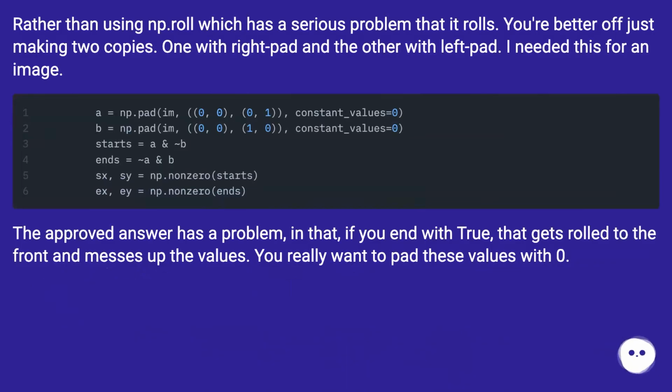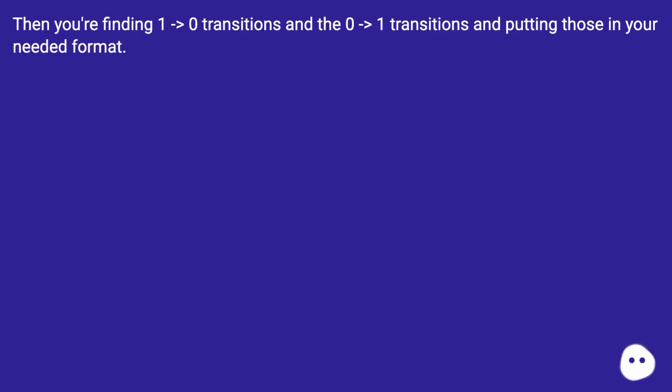Rather than using np.roll, which has a serious problem in that it rolls, you're better off just making two copies, one with a right pad and the other with a left pad. I needed this for an image. The approved answer has a problem in that if you end with true, that gets rolled to the front and messes up the values. You really want to pad these values with 0. Then you're finding 1, 0 transitions and the 0, 1 transitions and putting those in your needed format.